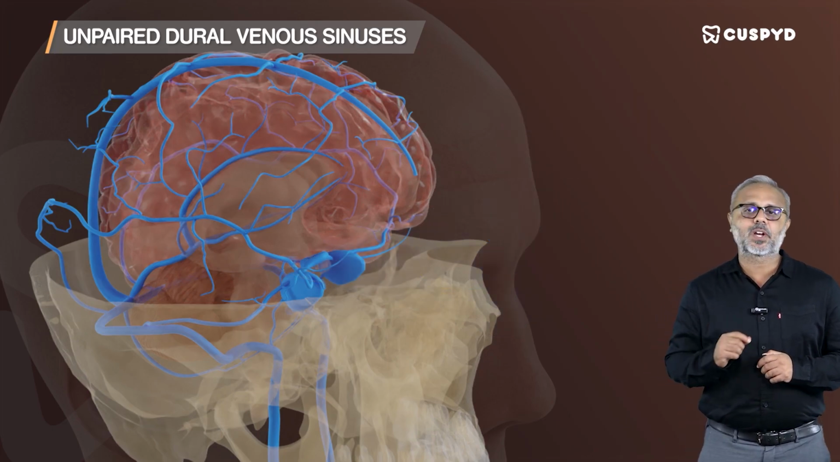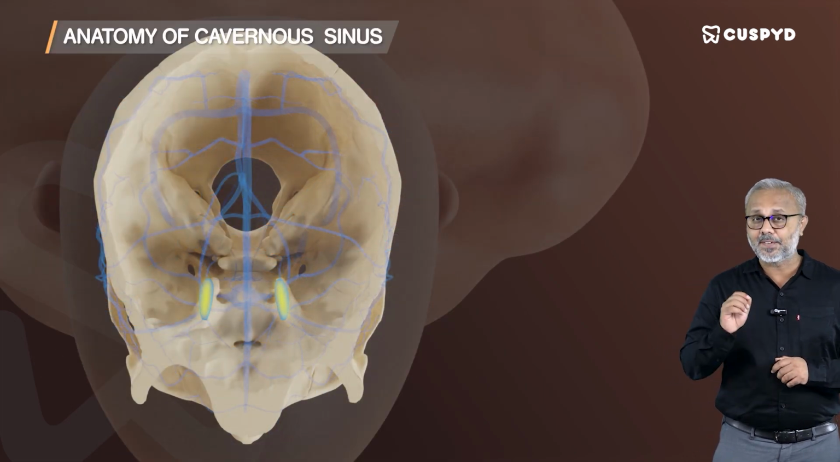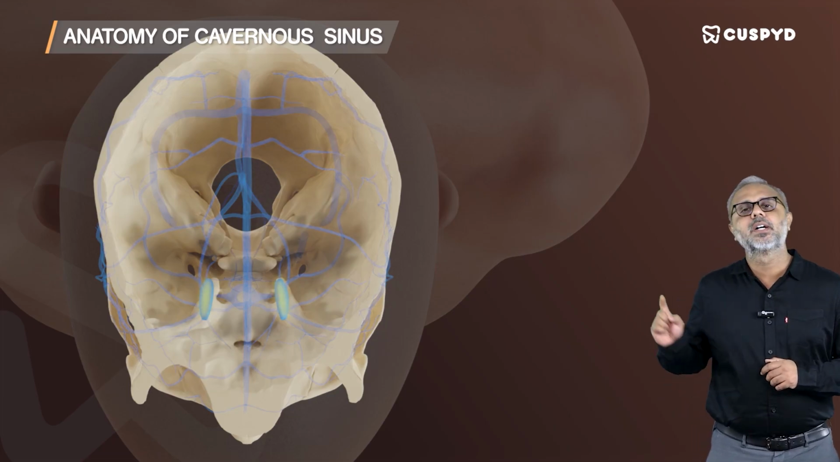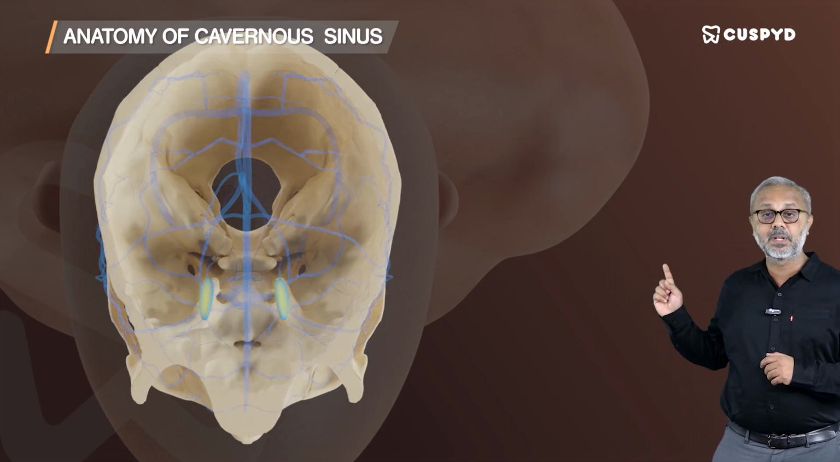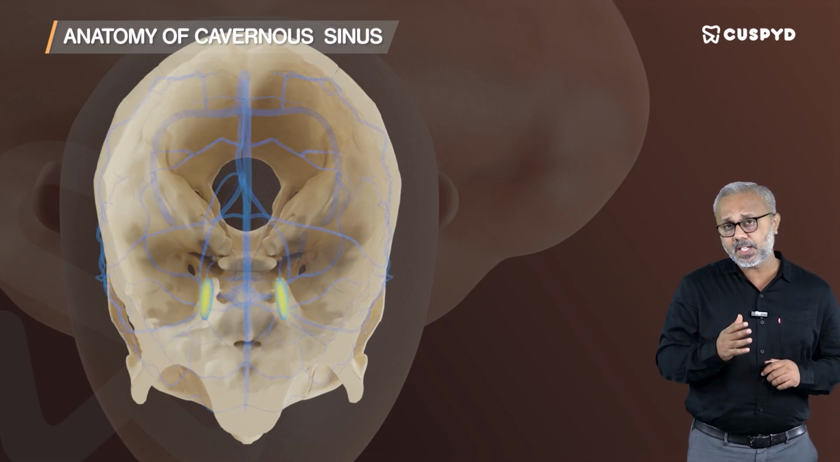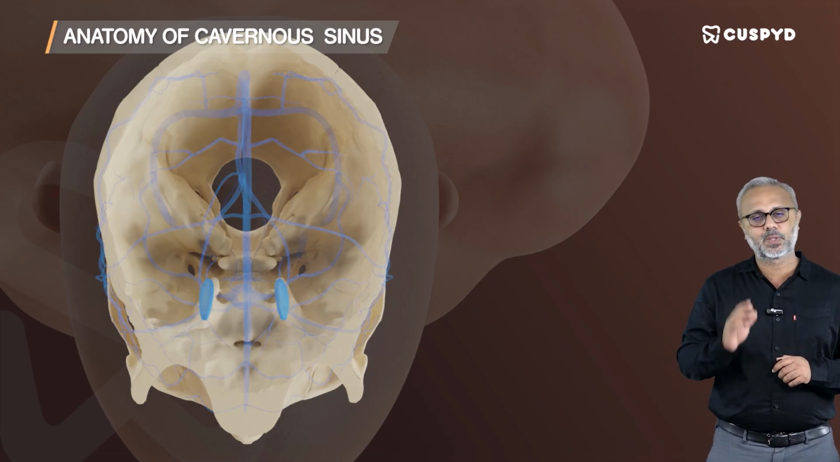Now, let's talk about the detailed anatomy of the cavernous sinus. Cavernous sinus again is a very important topic for your university exam, long essay. Similar to parotid, even this has been asked plenty of times. So, classification of dural venous sinuses and cavernous sinus description is often asked together.